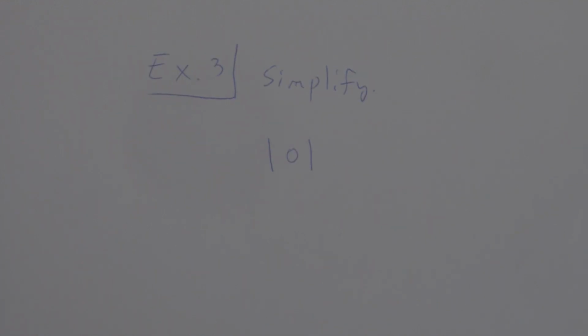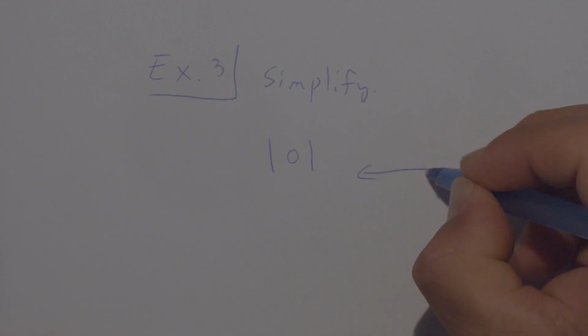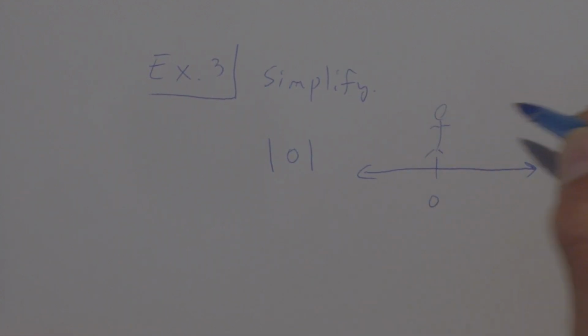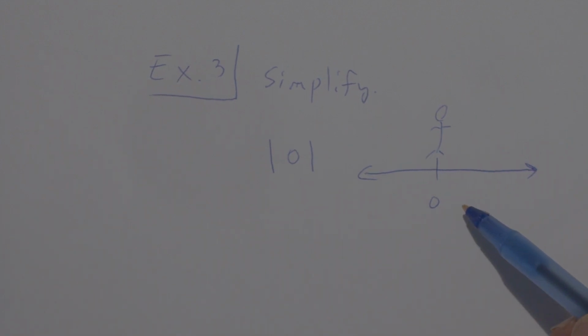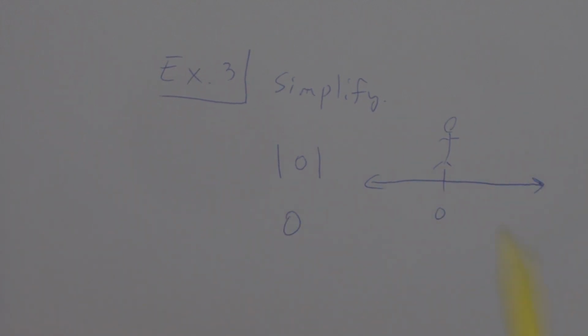Here's the third example. Simplify the absolute value of 0. This is kind of a silly question though, isn't it? Because if you're on a number line and you're standing at 0, and I ask you how far away are you from 0, you would be like, well, I don't need to go anywhere. Therefore, the answer here is 0.